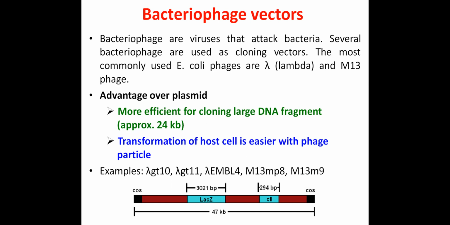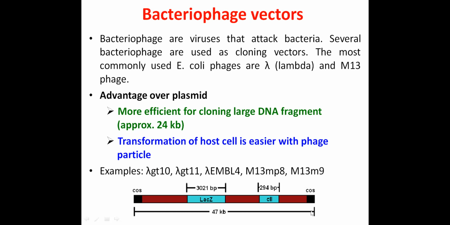And transformation to the host cell is easier with the phage particle, because the phage particle itself has a very good mechanism for infecting the host cell and transferring its own genetic material inside the host cell. So transformation is easy, and easier transformation is one of the required characteristics in a good vector. There are some examples like lambda GT10, lambda GT11, lambda EMBL4. These are some examples of the bacteriophage vector.